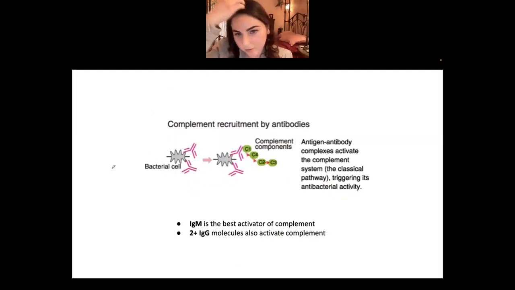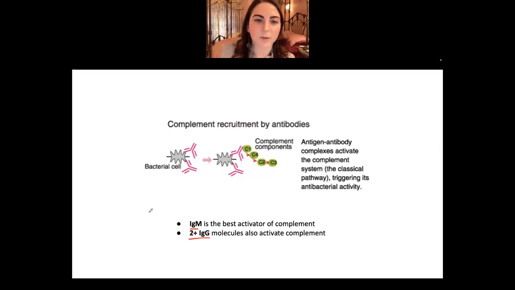And then finally, complement recruitment. Remember, IgM is the best activator of complement. We're going to talk about why today. But remember, you can also have 2+ IgG molecules. And remember, the mnemonic is GM makes classic cars. So G and M both activate the classical complement system. And then, of course, with complement you're getting more opsonins, and you're getting the membrane attack complex. So it's just a good thing.